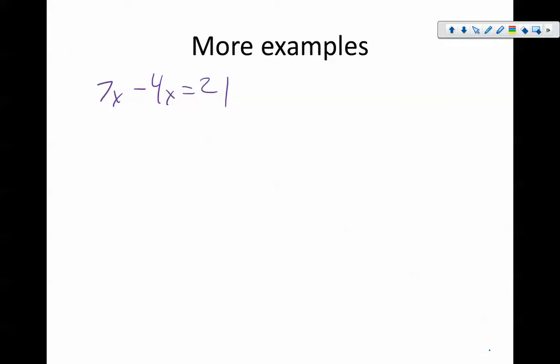So here we've got a multi-step equation. Notice it's a little bit different, though. These are both x terms. So what we're going to need to do is, before we start solving, we need to combine like terms wherever we can. And so because we have both 7x and 4x, we can combine those to be 3x equals 21. And now we have a one-step equation like we did before.